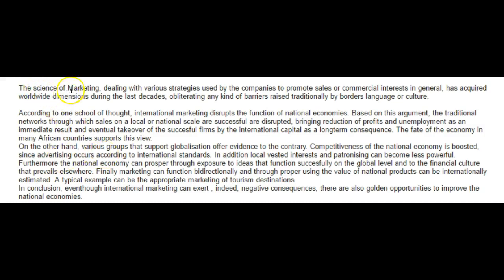So my first point would be that this does not need to be capital. Only proper nouns are capitalized, and this is not one. So the science of marketing, dealing with various strategies used by companies, remove this, used by companies to promote sales or commercial interests in general, has acquired worldwide dimensions during the last decades.